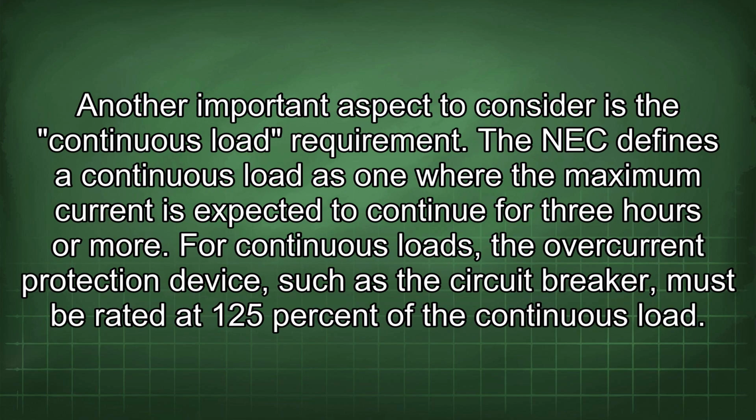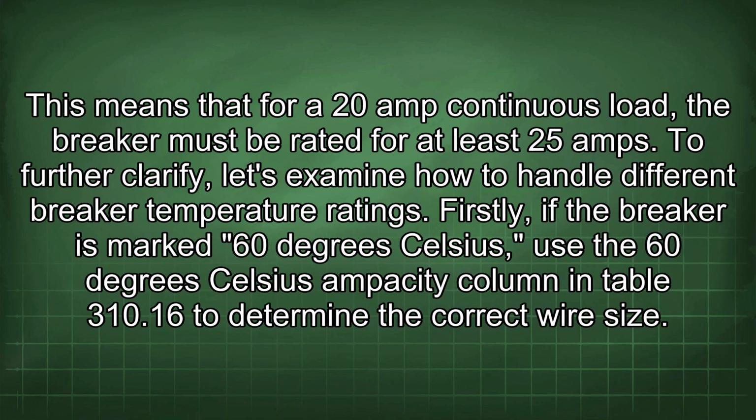Another important aspect to consider is the continuous load requirement. The NEC defines a continuous load as one where the maximum current is expected to continue for 3 hours or more. For continuous loads, the overcurrent protection device, such as the circuit breaker, must be rated at 125% of the continuous load. This means that for a 20 amp continuous load, the breaker must be rated for at least 25 amps. To further clarify, let's examine how to handle different breaker temperature ratings.